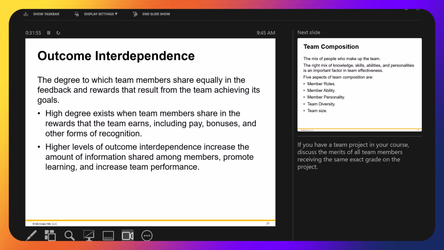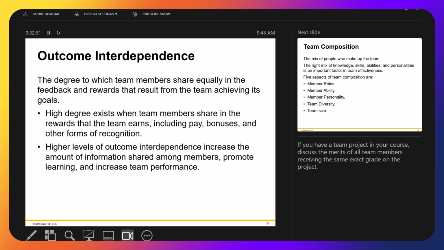So outcome interdependence: the degree to which team members share equally in the feedback and rewards that result from the team achieving its goals. A high degree exists when team members share in the rewards that the team earns, including pay, bonuses, and other forms of recognition. Higher levels of outcome interdependence increase the amount of information shared among the members to promote learning and increase team performance.